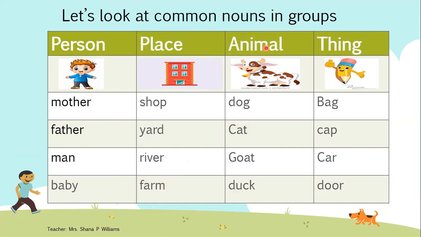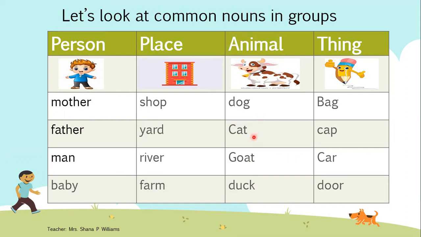All right, let's look at the group animal. We have dog, cat, goat, and duck. Which dog? The dog barks. Which dog? It could be any dog: Shih Tzu, Rottweilers, Doberman, mongrels, any dog.